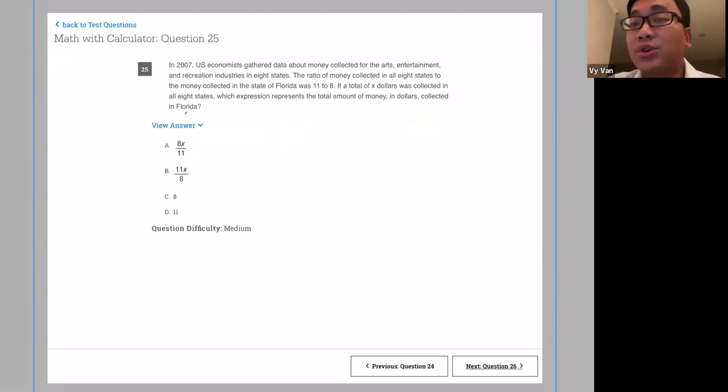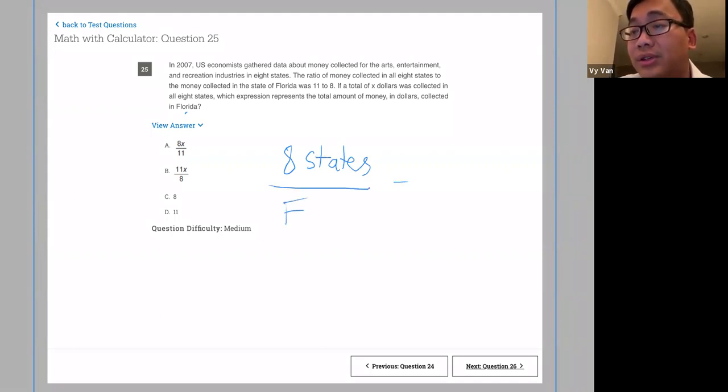25. In 2007, a company gathered data about money collected for the arts, entertainment, and recreation industries in 8 states. The ratio of money collected in all 8 states to the state of Florida. When you see the word ratio, let's write out what that ratio is. So 8 states to Florida is equal to 11 to 8.